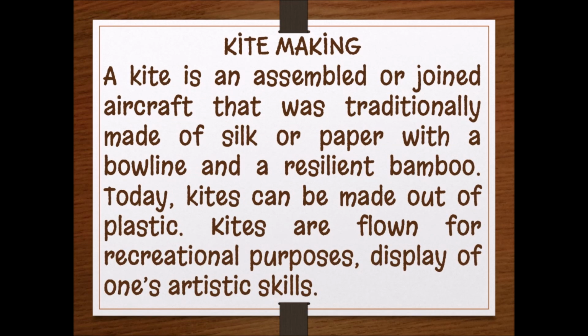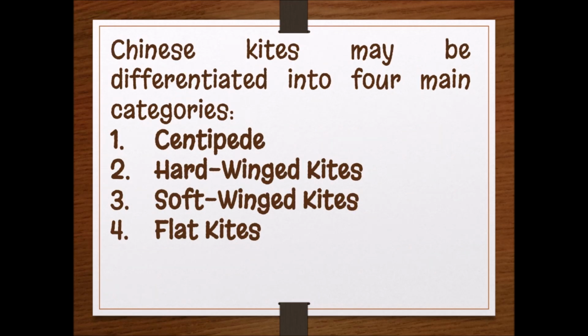Kite making. A kite is an assembled or joined aircraft that was traditionally made of silk or paper with a bowline and a resilient bamboo. Today, kites can be made out of plastic, and these are flown for recreational purposes, display of one's artistic skills. Chinese kites may be differentiated into four main categories: the centipede, hard-winged kites, soft-winged kites, and flat kites.